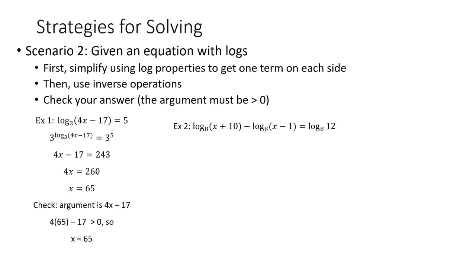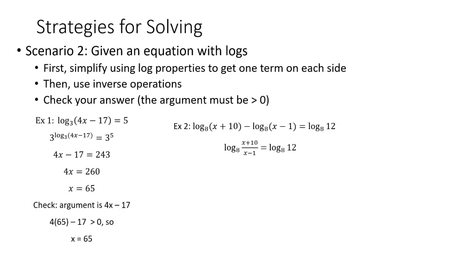Let's look at a second example. Here we have 2 logs on one side, so we need to condense that into 1 log. So we can do that using our quotient property. One of the most common mistakes I see when I'm grading tests and quizzes is that students forget that when we use the quotient property, we just have 1 log base 8. We don't have a log in the numerator and denominator. It's just log base 8, and we're taking the quotient of those arguments.